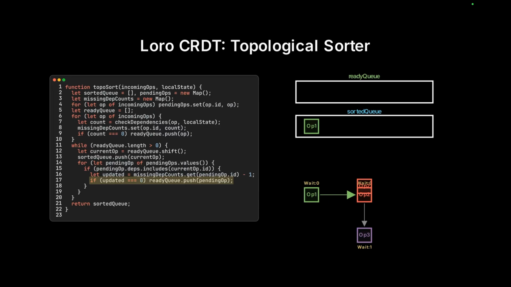And now as operation 2 has counter 0, it's going to be pushed to the ready queue, and in our next iteration operation 2 is going to be pushed to the sorted queue. Similarly, we resolve operation 3 and sort it in such a way that operation 3 comes after operation 2. And now our sorted queue has been calculated and our causal sorting is complete.